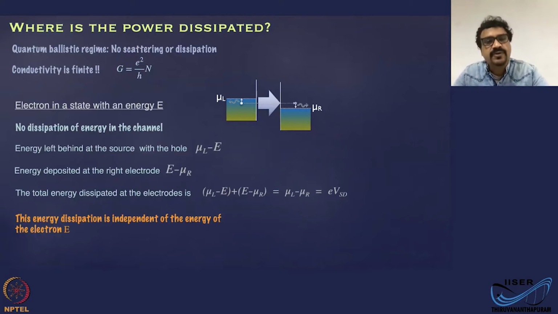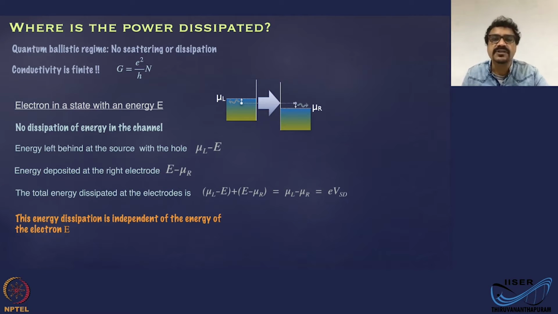The quantum point contact operates in the quantum ballistic regime. The assumption there is that there are no scattering events when the electrons are propagating through the channel. But from the derivation for conductance, what we find is that the conductance of the channel is finite and varies in a step-like manner, where e²/h is the quantum limit of conduction.